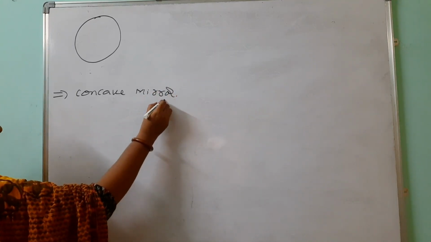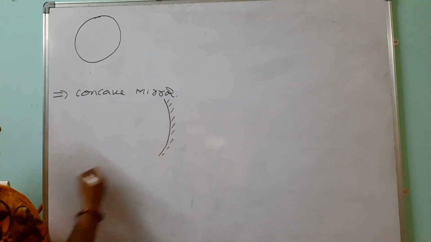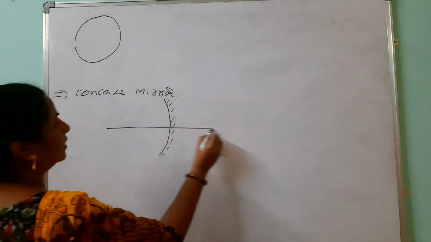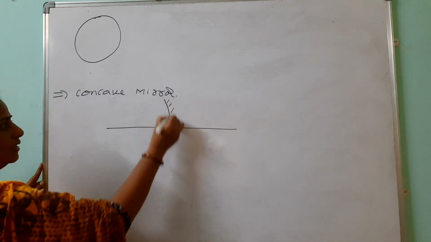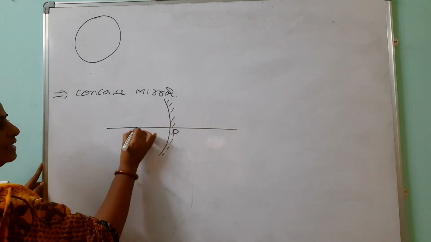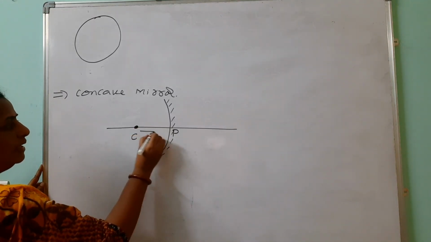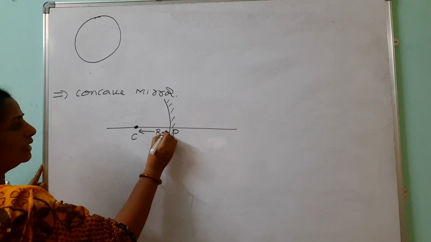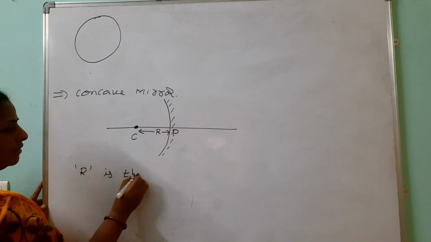If the reflection takes place on the inner side of this curved surface, this is called the concave mirror, and this is called the pole. This curve is there, no? That is called the center of curvature. This is represented by C. And from here to here, this is called R. R is the radius of curvature.